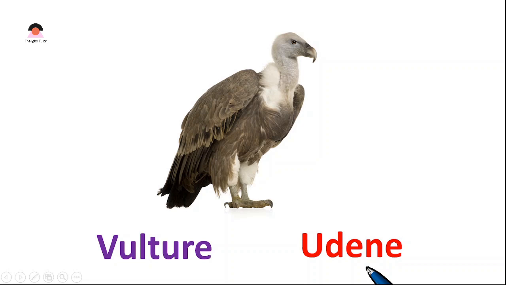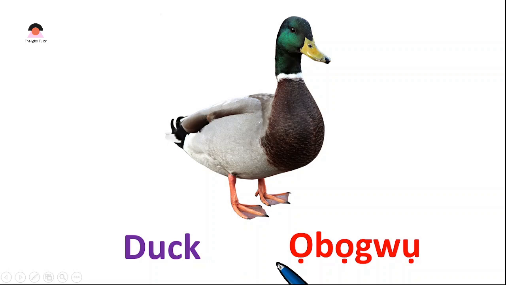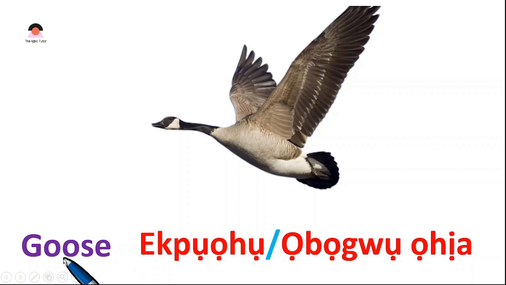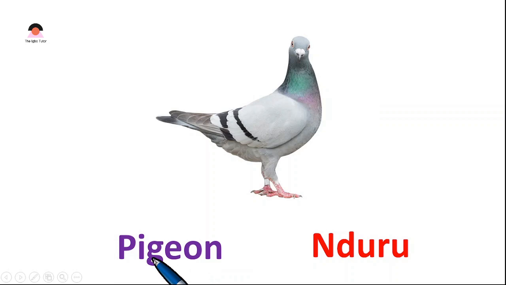Next is duck. Duck is called Obogo in Igbo language. But another type of duck which flies like a normal bird in the air, we call it goose. And this goose, we call it in Igbo epo ohun or obogu ohia. Obogu, of course, you know, is duck. Ohia is bush, so it's like saying bush duck, obogu ohia, or epo ohun, whichever is applicable to you.